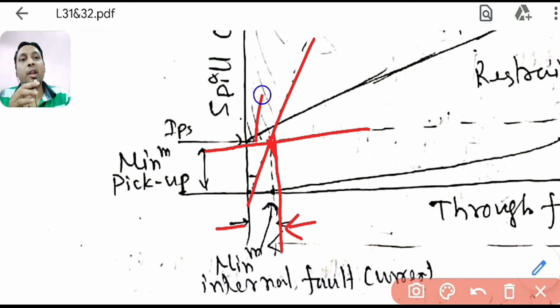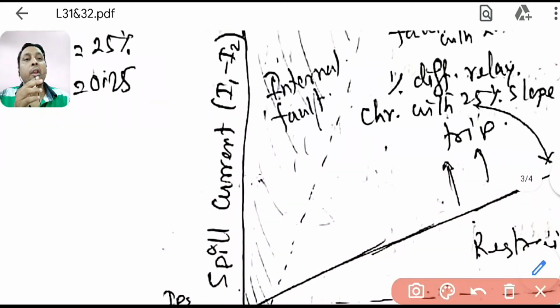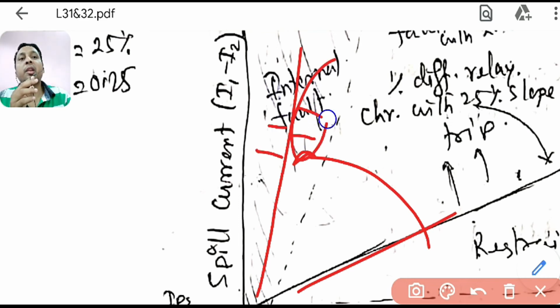So your internal trip starts from here. This is the zone of internal fault. Here somewhere internal fault will occur in that zone. So your straight line cannot go here. If you bring your straight line here, then some portion will trip, some portion will not trip. So some of the internal fault will not trip.